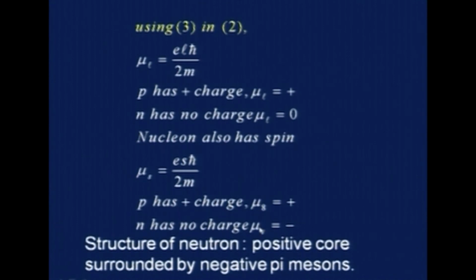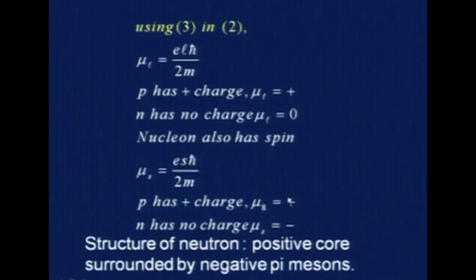Now neutron has no charge. Therefore, what we expect is, for neutron, e equal to 0. Therefore, mu s must be 0. But it was not 0. Mu s was negative. Neutron has no charge, but the magnetic moment was negative. So how do you understand this? Experimentally, magnetic moment is not 0.